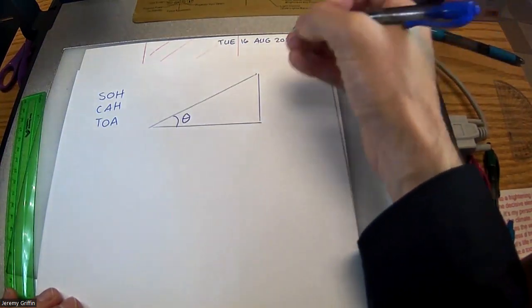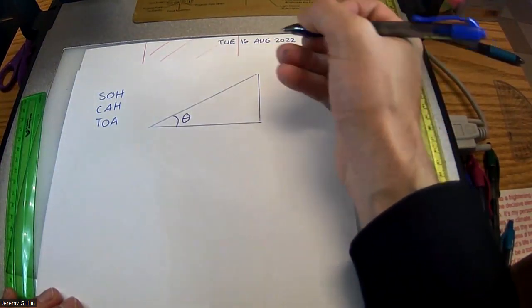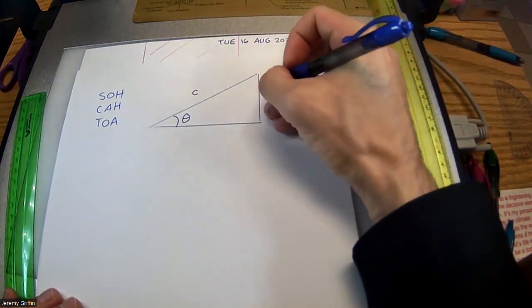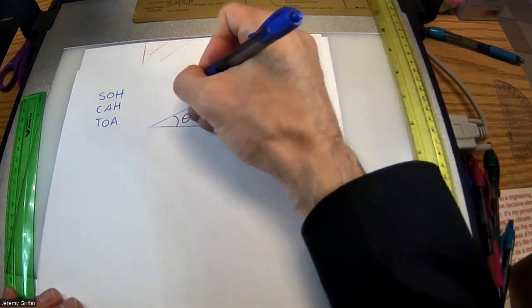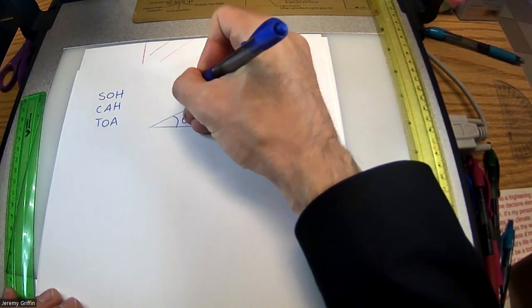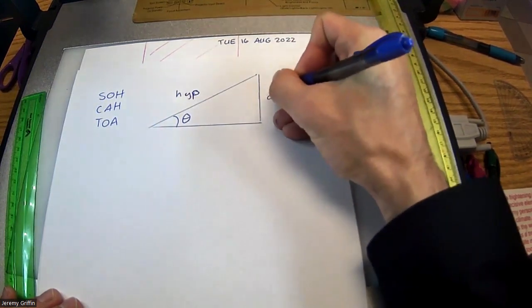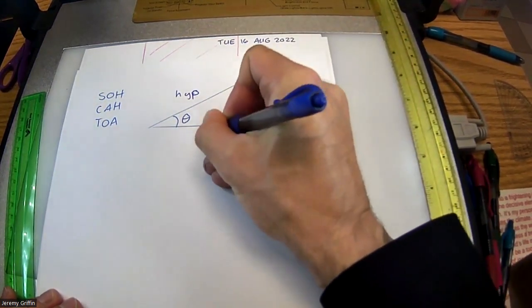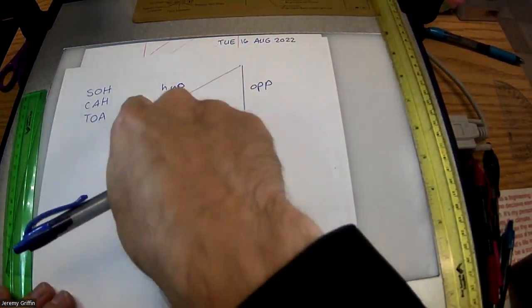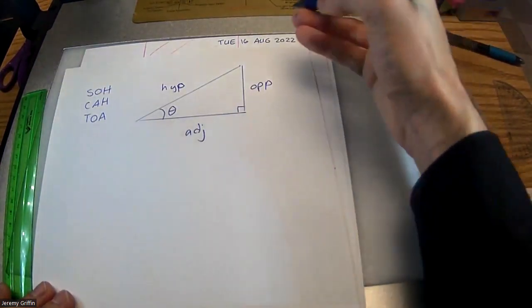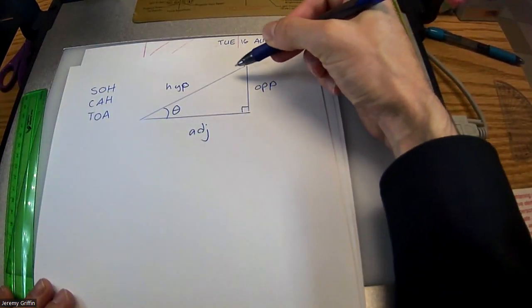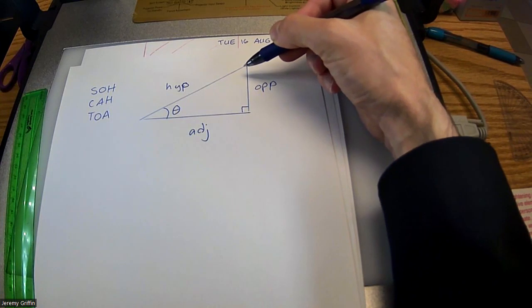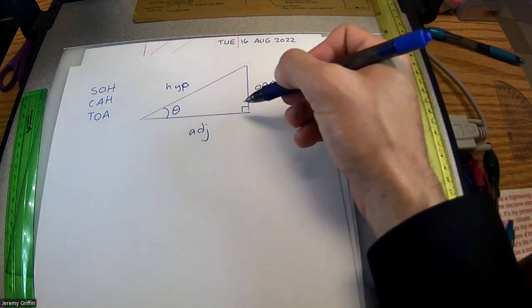So if I have theta, let's say I have to label some sides. I'm just going to call these hypotenuse, opposite, and adjacent, right? So relative to this angle, okay? Now notice I could have picked this angle in the top right corner. That's the other acute angle, besides, of course, the 90 degree guy.